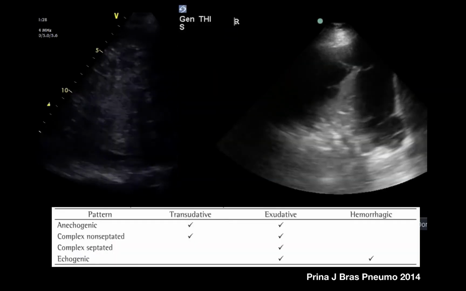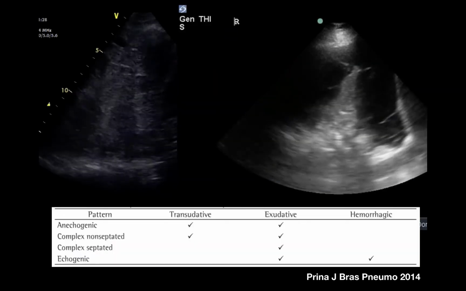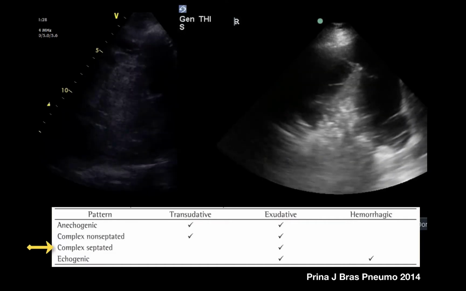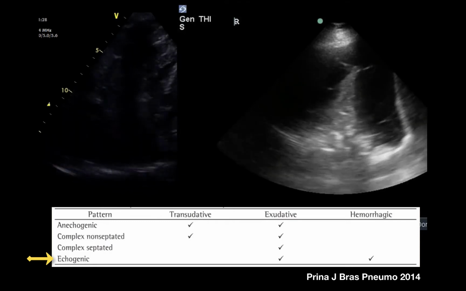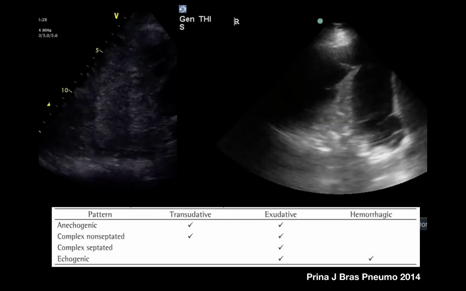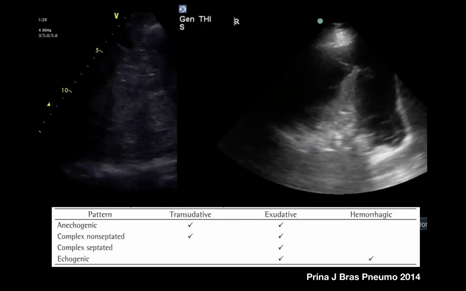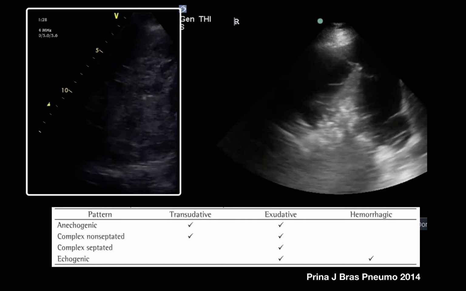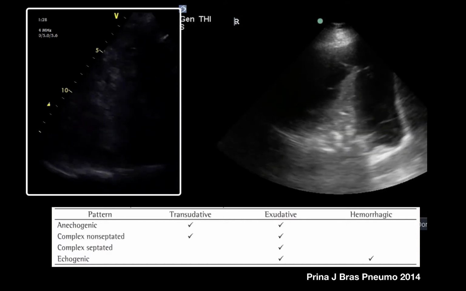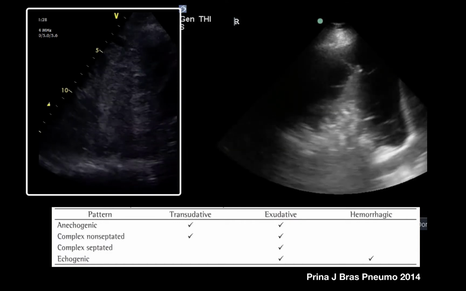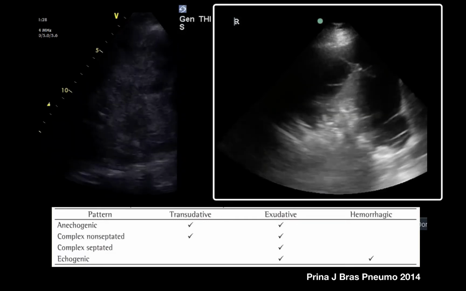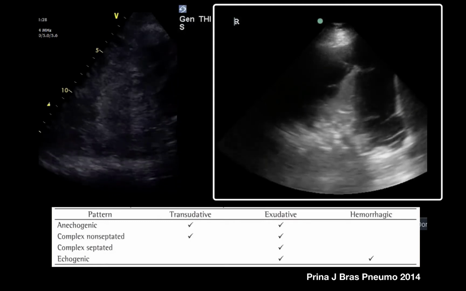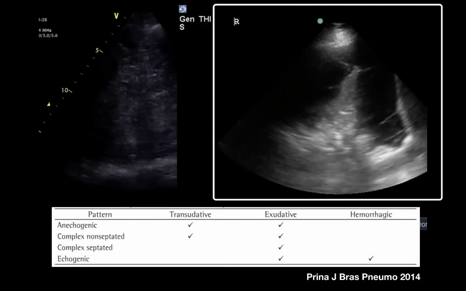There are four major patterns of effusion based on their echogenicity. An anechogenic pattern, a complex non-septated pattern, a complex septated pattern, and an echogenic pattern. For the most part, these are quite descriptive in what they represent on ultrasound. On the left, you would have what would be considered an echogenic structure and likely represents a hemorrhagic pleural effusion. On the right side, you would have what would correspond to probably a complex septated or non-septated pattern, depending on whether or not you believe there is layering on the bottom right.